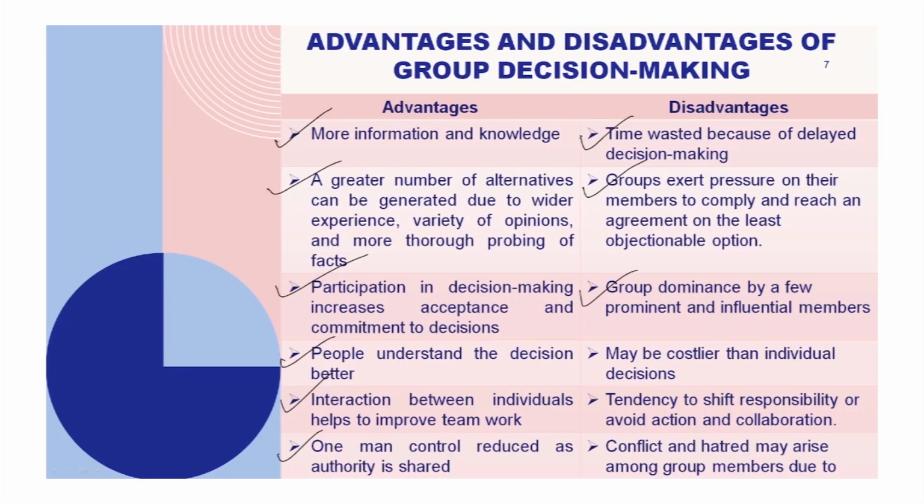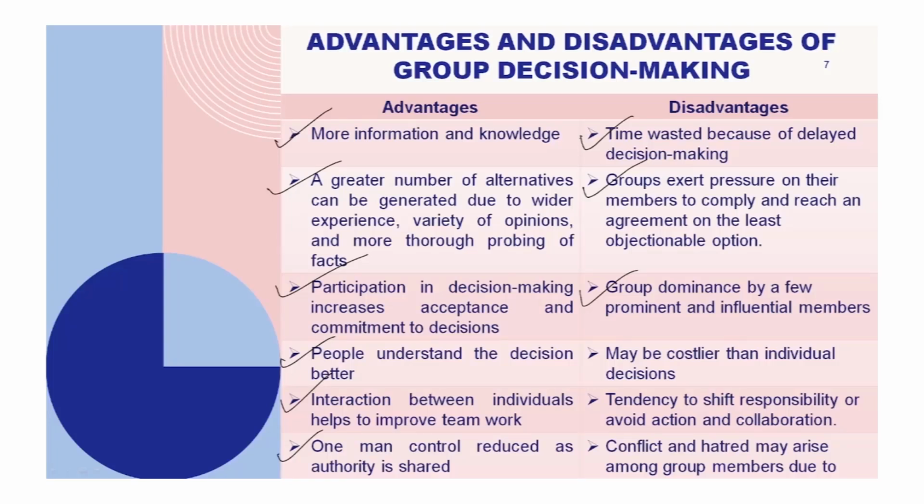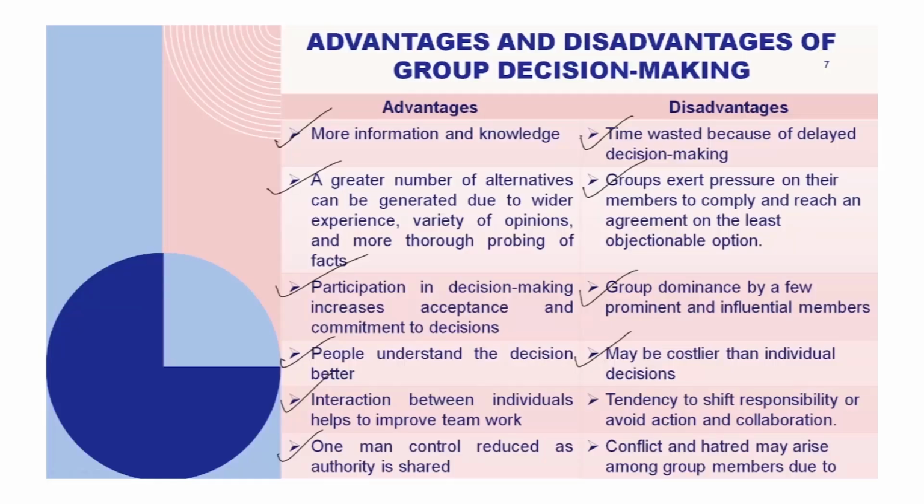Group dominance by a few prominent and influential members. Suppose in a group of 10 people, 2 members are very influential or at a very high post. Whatever illogical things they are saying, the group may not be able to disagree because they are at a very senior position. So this also creates a barrier. It may be costlier than individual decision making. Sometimes you hire some expert or you call up all the employees, so this ultimately increases the cost.